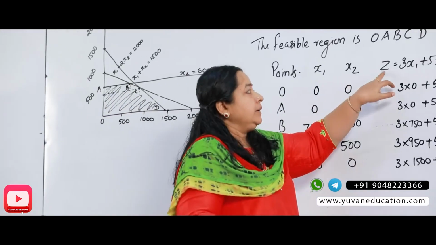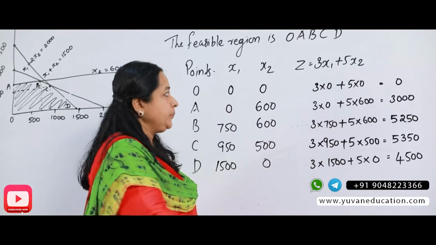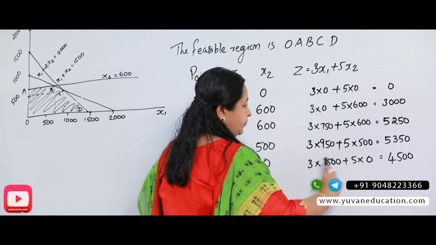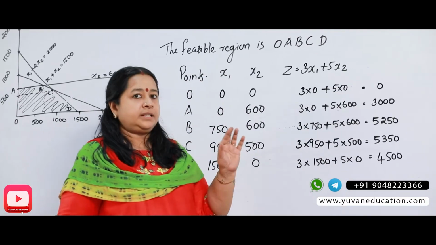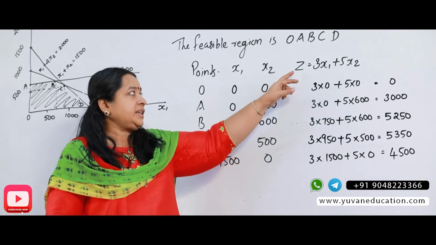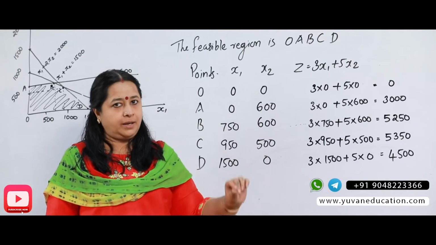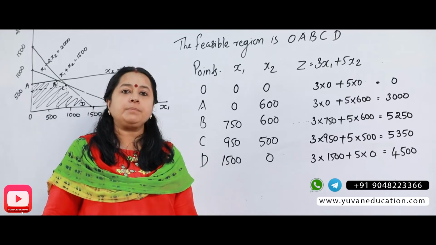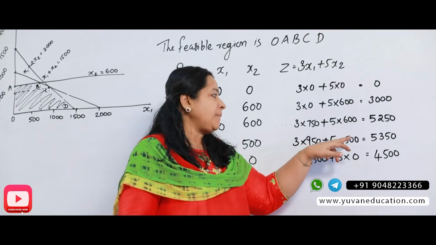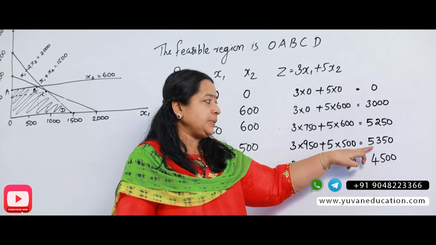Then the objective function z is equal to 3x1 plus 5x2. Then multiply these points with this, and this is a question of maximization. Maximize z is equal to 3x1 plus 5x2. This is the objective function here. So this is a question of maximization. Then we have to find out the maximum value here.